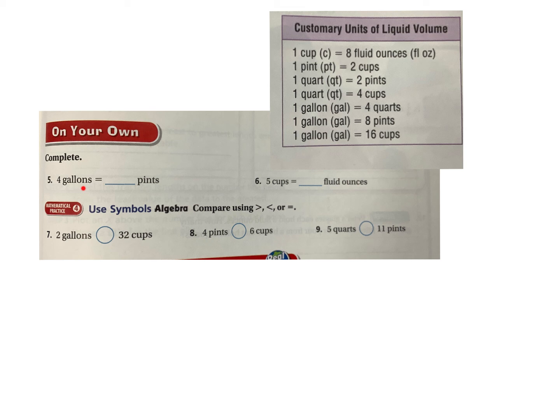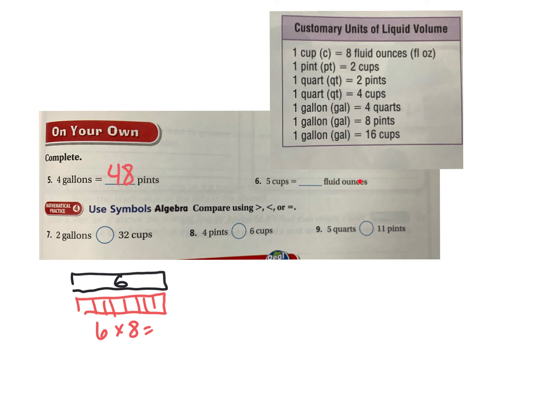Okay, we have 4 gallons is how many pints? Again, I'm going to start by how much is 1 gallon compared to pints. And 1 gallon is 8 pints. So I'm going to draw that for my brain to see it. That's 8 pints. So if 1 gallon is 8 pints, then 6 gallons is 6 times that amount. And 6 times 8 is 48 pints.